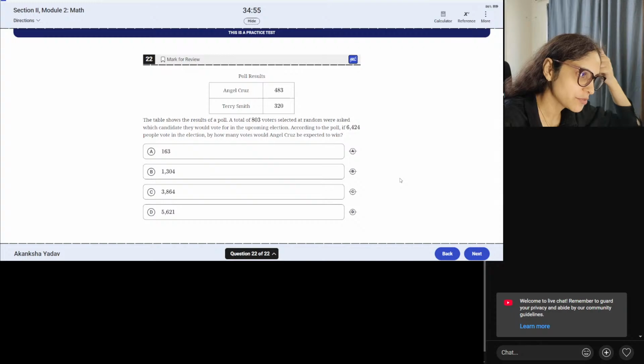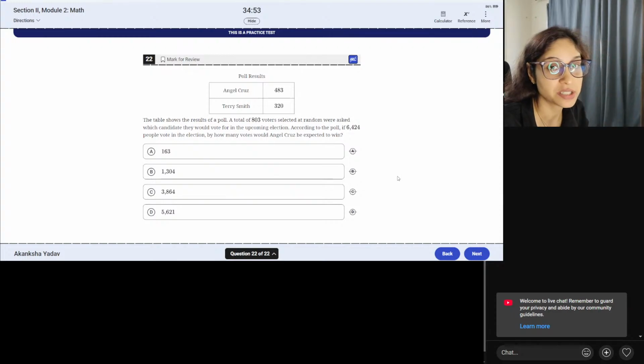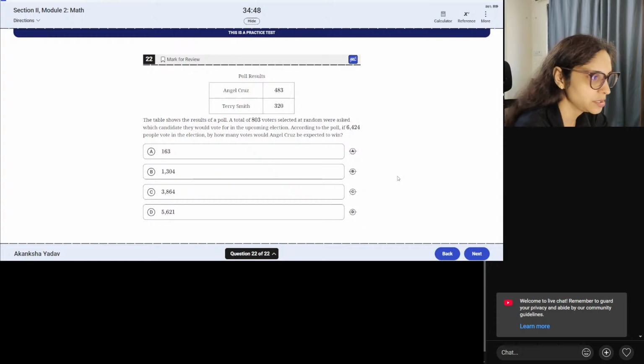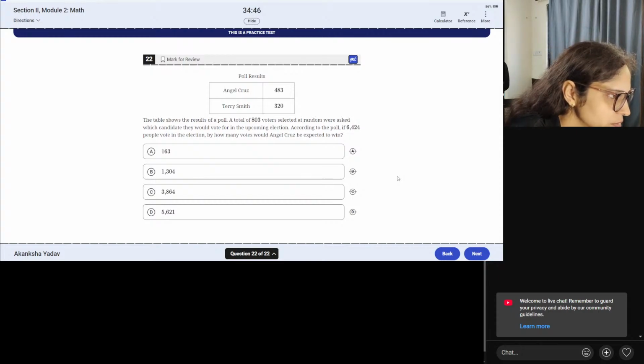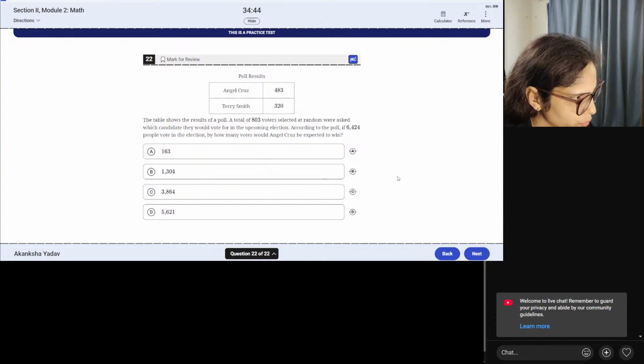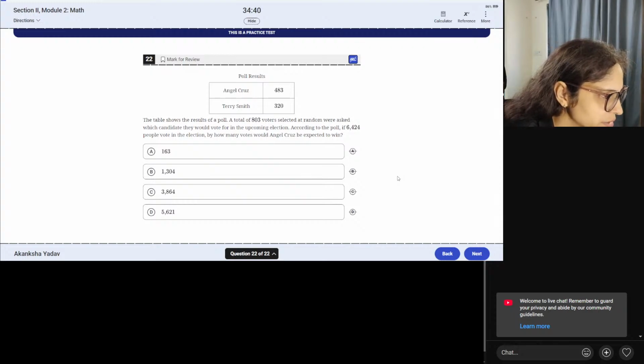Second module, I always like to start from the last question because the last 5 minutes are my heartbeat. I'm not able to think, so I want to do easier questions then. So the table shows the results of a poll. A total of 803 voters selected at random were asked which candidate they would vote for in the upcoming election. This is a repeat question. We have done this before in some of the tests.